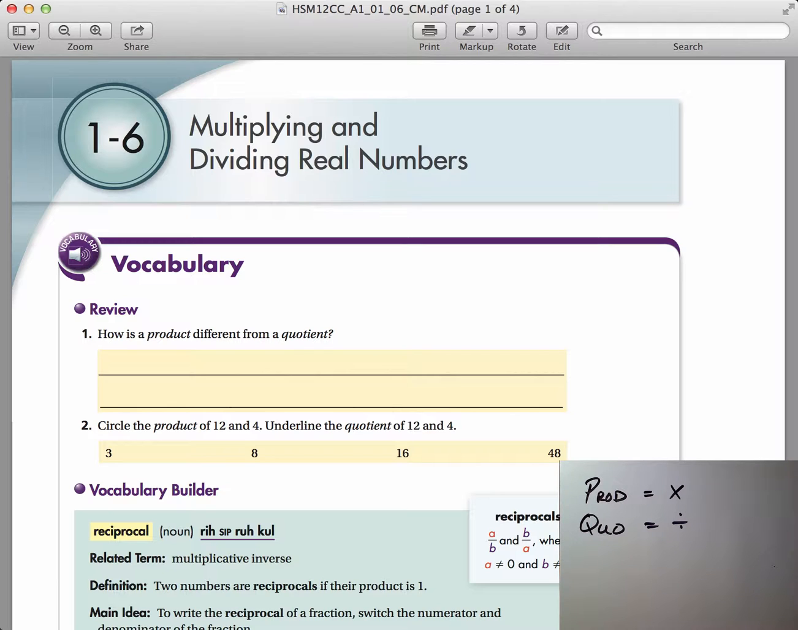And number 2, it says circle the product of 12 and 4. All right, we want to circle the product of 12 and 4. Obviously, I'm not going to do that on here, but product is times, so what's 12 times 4? If we figured it out, we would have 48 as the product. Underline the quotient of 12 and 4. That's 12 divided by 4, and we know that is 3. So we know what products are and we know what quotients are.